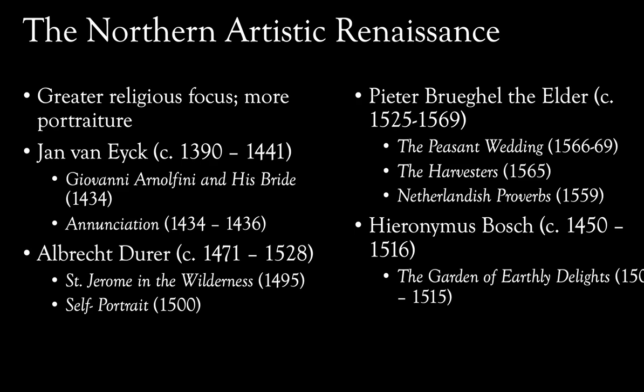All right, so again, the big differences between the Northern and Italian Renaissance in terms of art is the North tended to be more religious. They practiced safe secularism in their subject matter, and also their art tended to be more detailed and more symbolic.